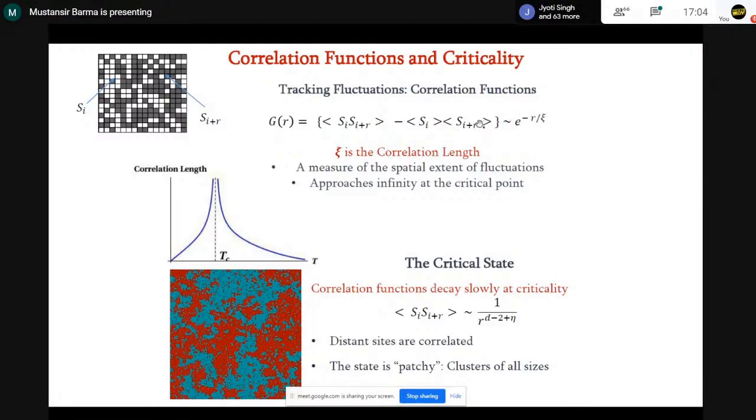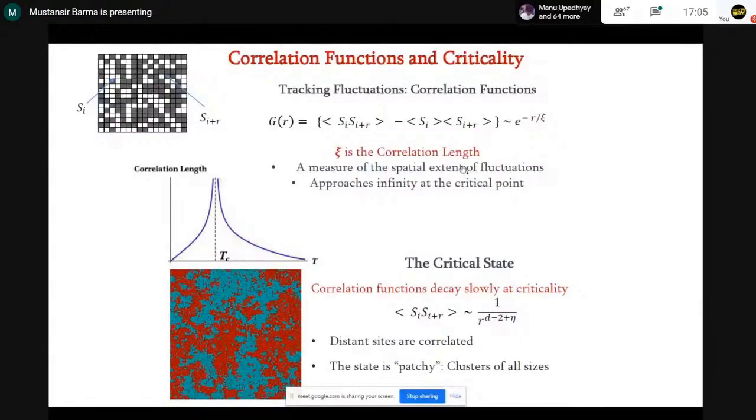Typically, this correlation will decay, it will fall, and it will fall exponentially: e raised to minus R divided by Xi. This is the Greek letter Xi, which denotes a correlation length. What does Xi tell us physically? It tells us something about the spatial extent of fluctuations.